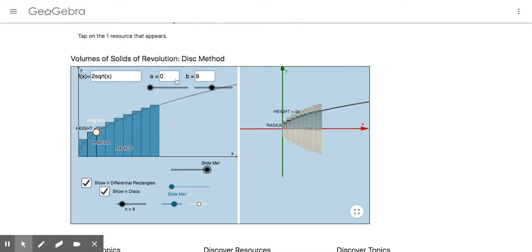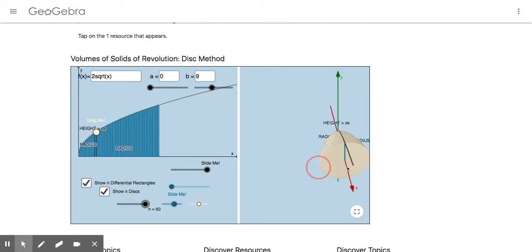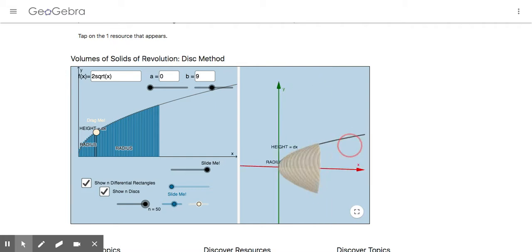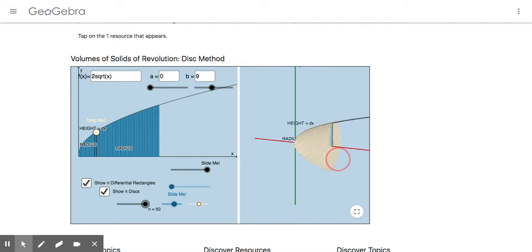Now we could change the function, we could change the upper and lower bounds, we could even change the number of rectangles. So as I increase the number of rectangles, you can see the accuracy of the volume would be much closer to that of the curve, and we would get a more accurate volume.